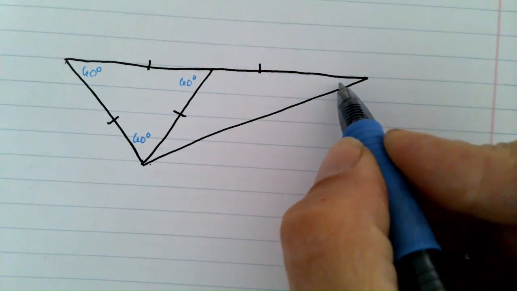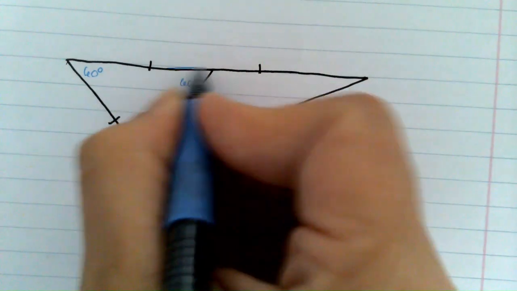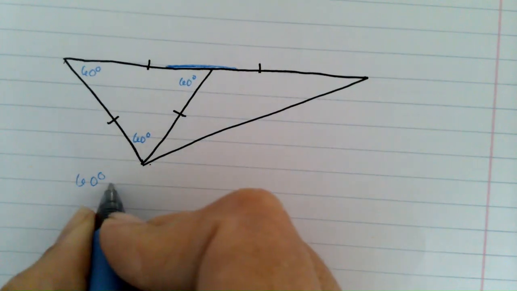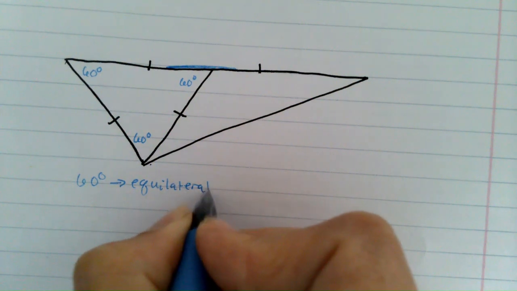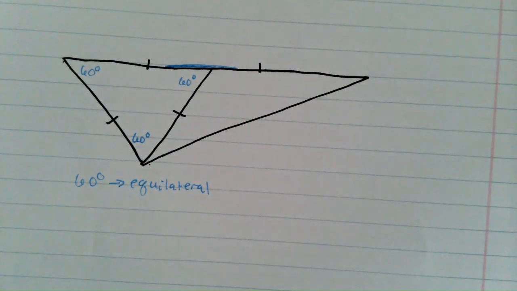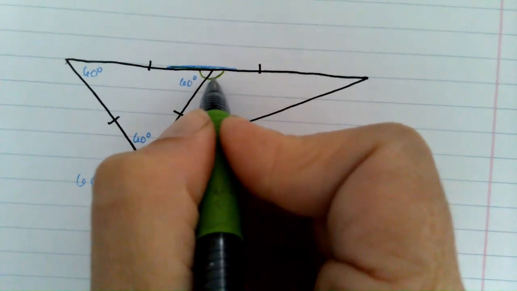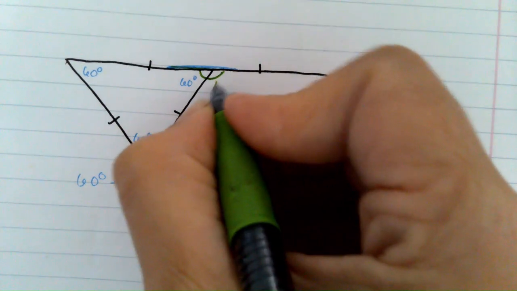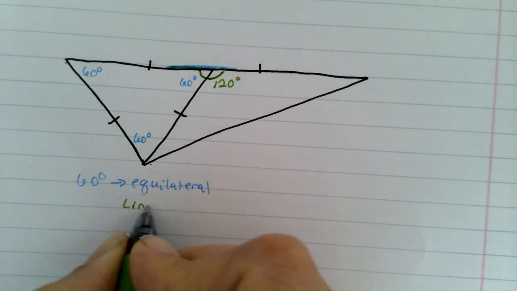Okay, well that doesn't help us much over here, and it really doesn't help us much over here. But I do notice that right here, we have 60 degrees because equilateral. I do notice right here we have a linear pair because we have two angles that make a line. So 60 plus what is 180? If you said 120, you're right. We got the 120 because linear pair.